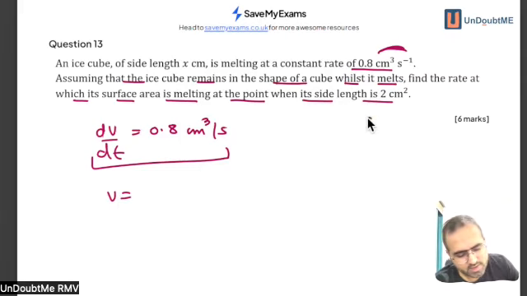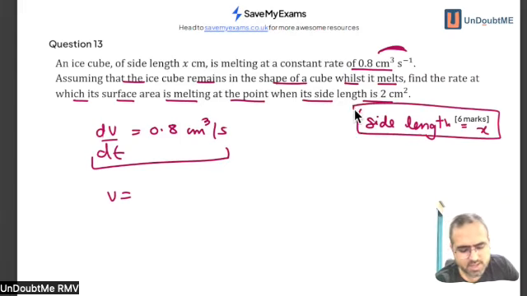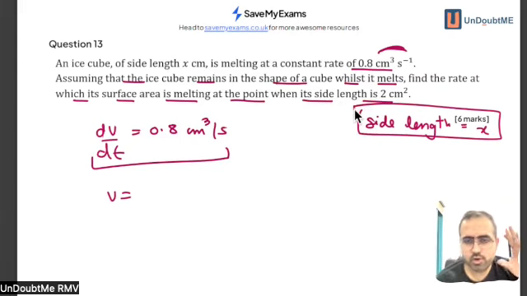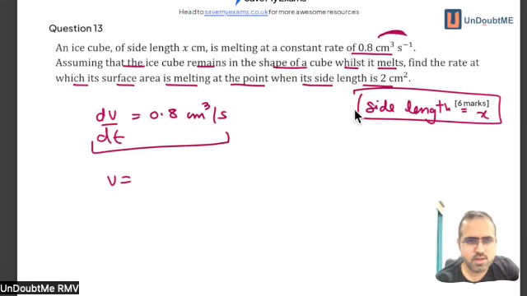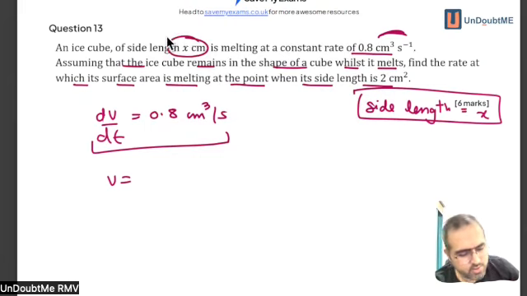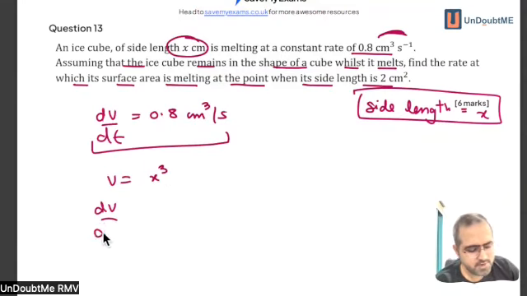We'll assume that the side length is x. Intentionally, I'm taking it as x, so that your mind should be flexible. It's not required that you have to take L only. And by the way, in the question itself, x is given, so no chance, we have to take that only. Volume of cube will be x cube. When we differentiate it, it will be dV by dt is equal to 3x square dx by dt.